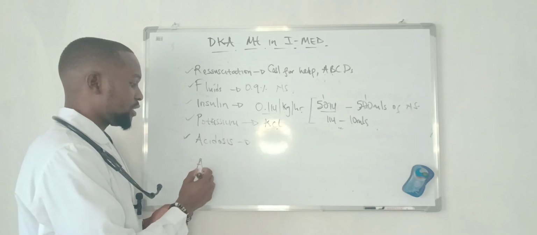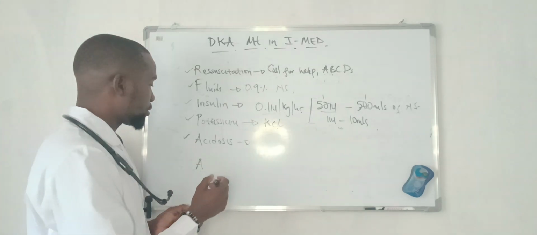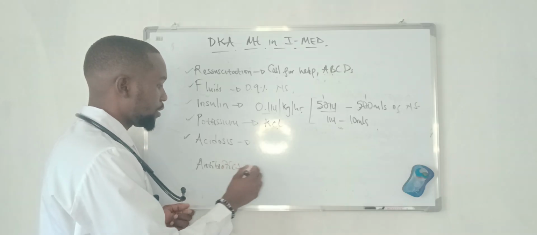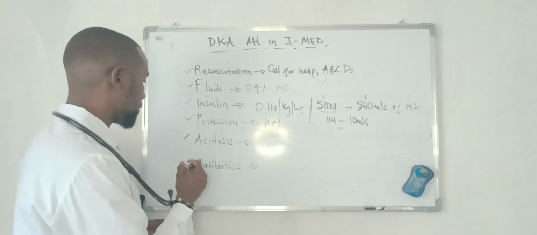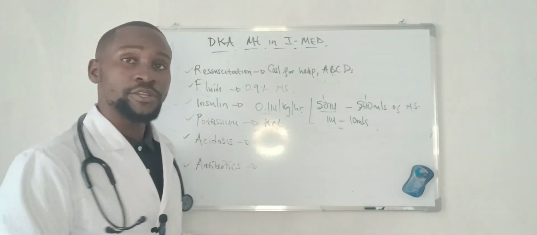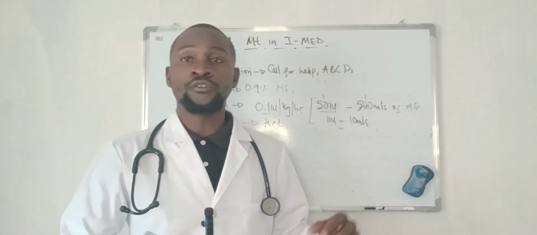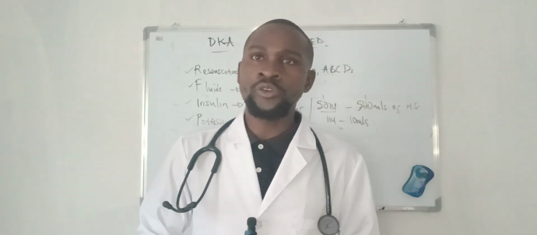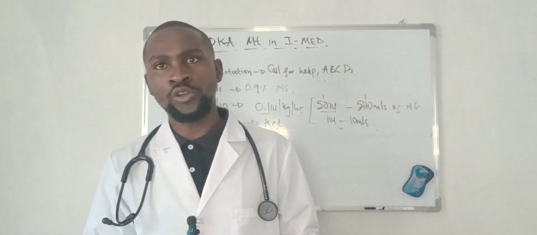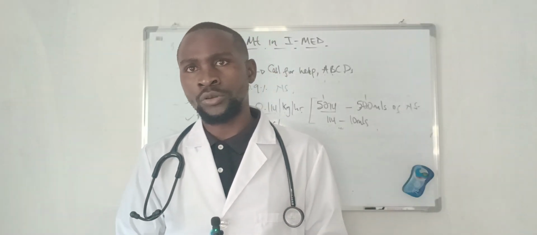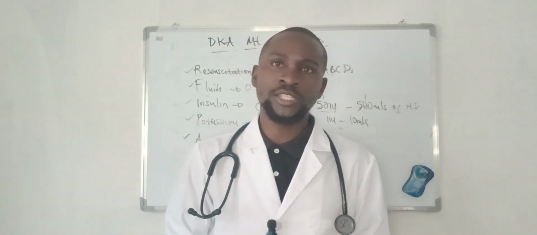Antibiotics. So this is to treat intercurrent infections with antibiotics. These are broad spectrum antibiotics. So you can start the patient on broad spectrum antibiotics. Remember, one of the main triggers of DKA is infections. You have a lot of infections, UTI, it could be pneumonia. So you may want to start the patient on IV broad spectrum antibiotics.